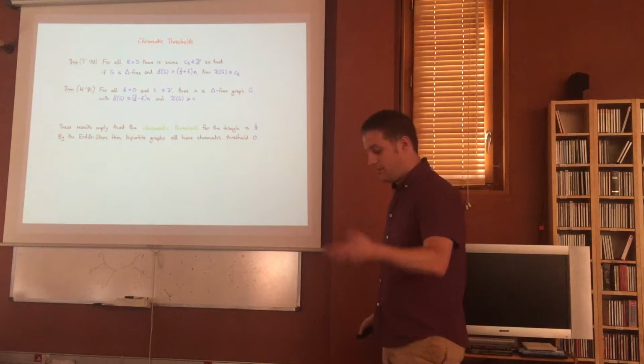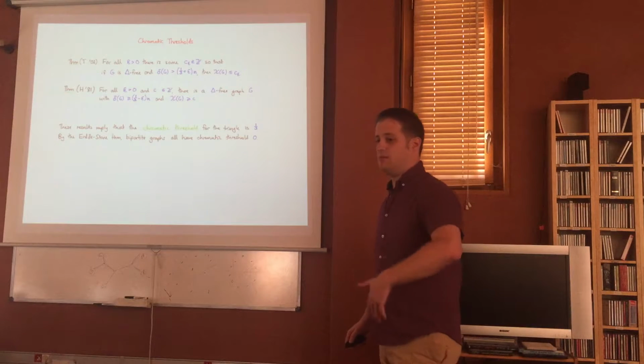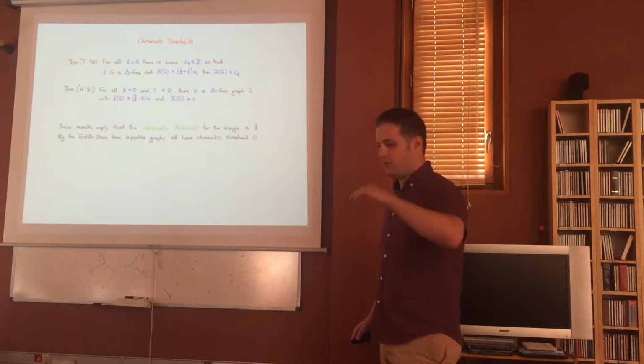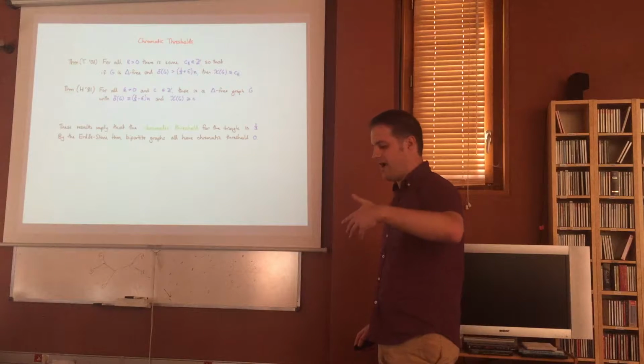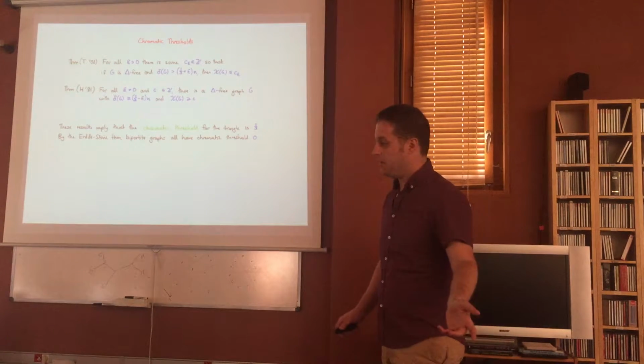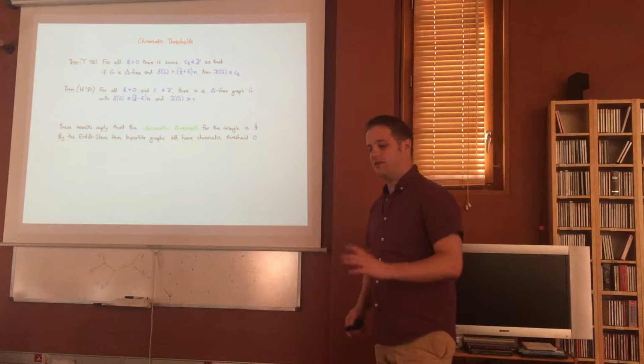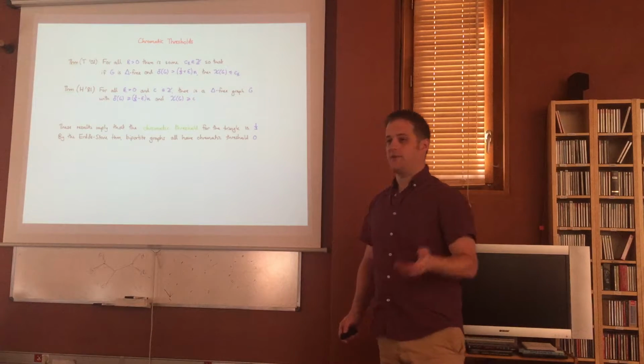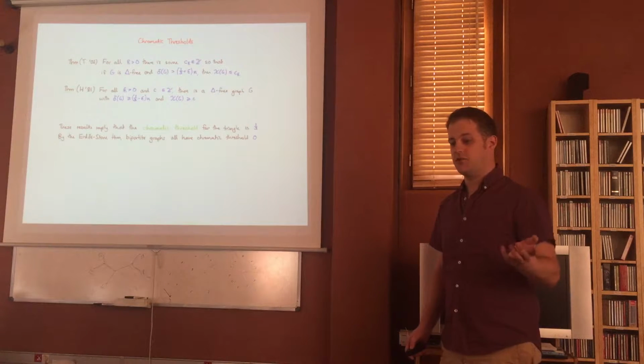So the chromatic threshold would be defined to be something like the supremum of all alpha, so that there exist H-free graphs of density up to alpha that have arbitrarily large chromatic number. But hopefully this example is enough to give you the idea of the definition. I can play this game for excluding any subgraph I like, not just the triangle.